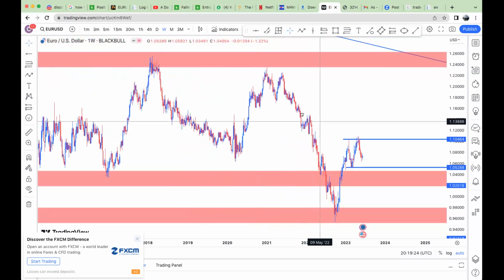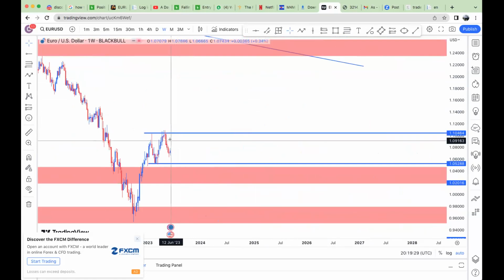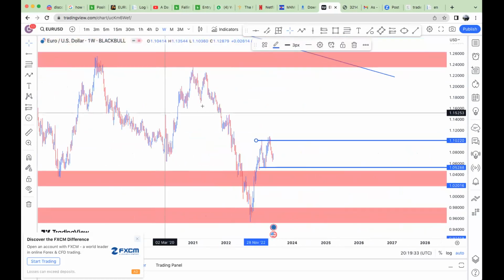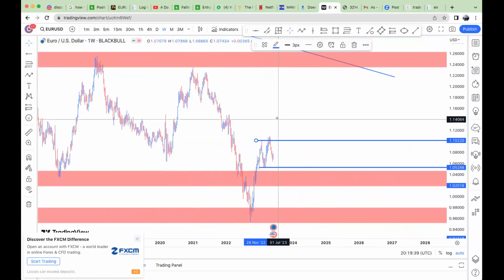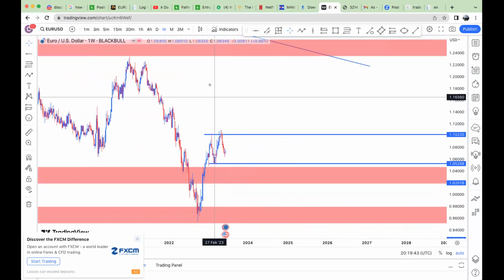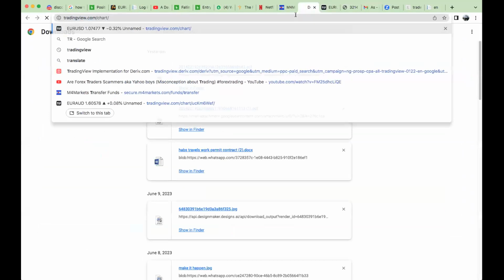Now, I have a bias for Euro USD that I saw today. I know the direction of Euro USD. Euro USD is going up. It's not coming down as I thought. And I'll tell you why Euro USD is going up. I told you that you have to look at the XY.